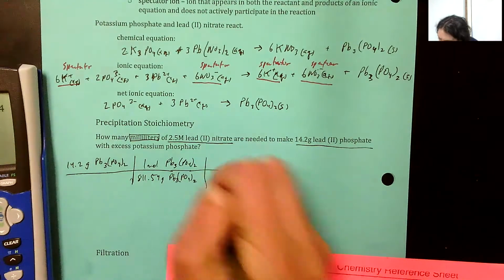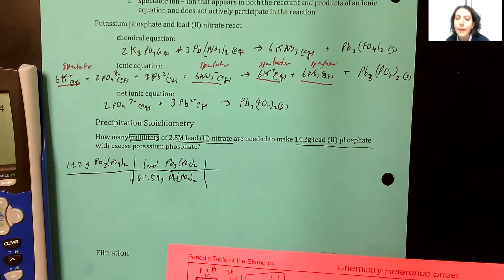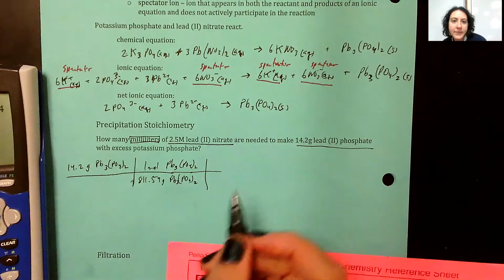Okay, so far we've converted from grams to moles. We now know how many moles of lead phosphate we are trying to get. It's going to be a pretty small number because 14 divided by 800, or 15 divided by 800, something like that, is not going to be very big.